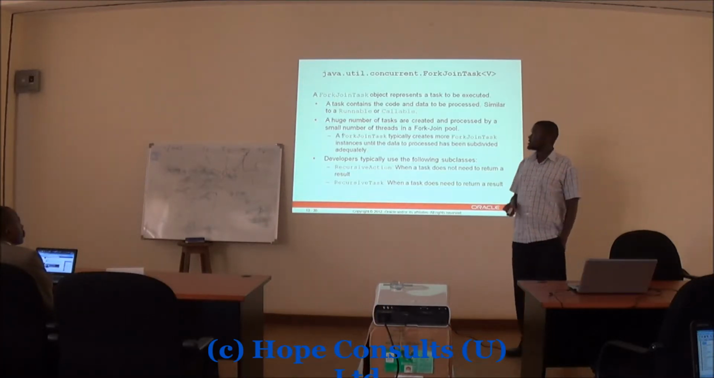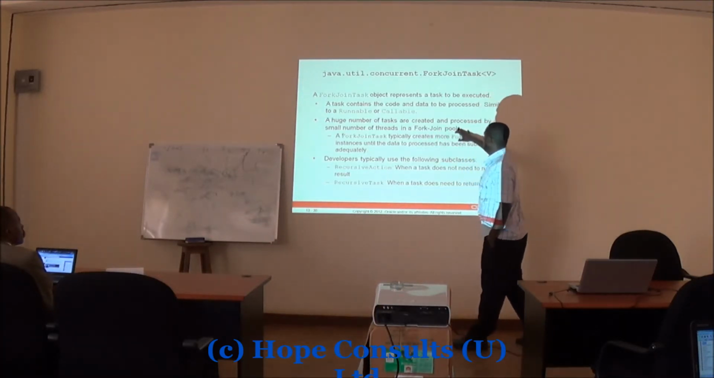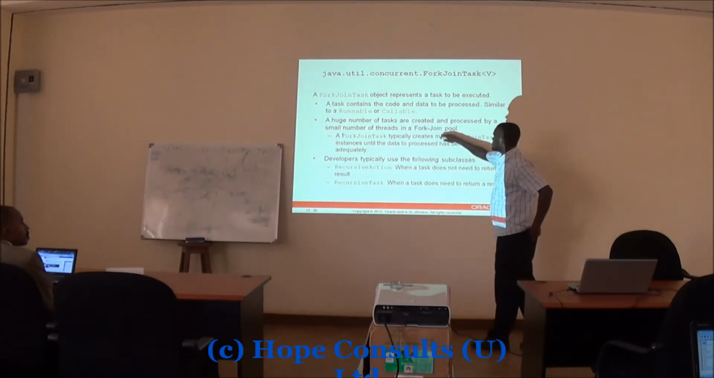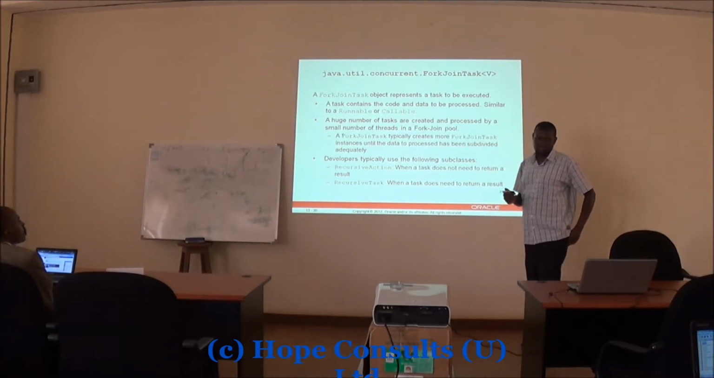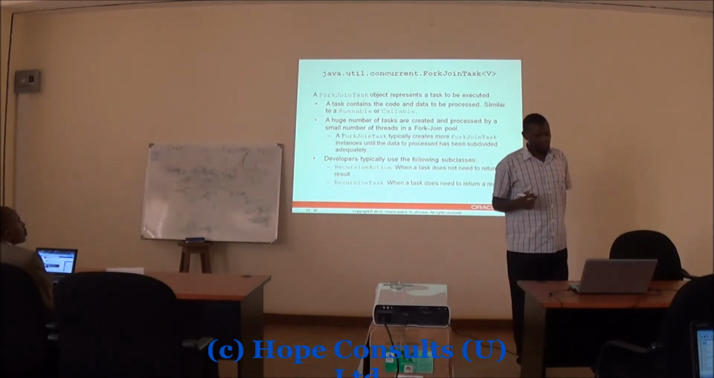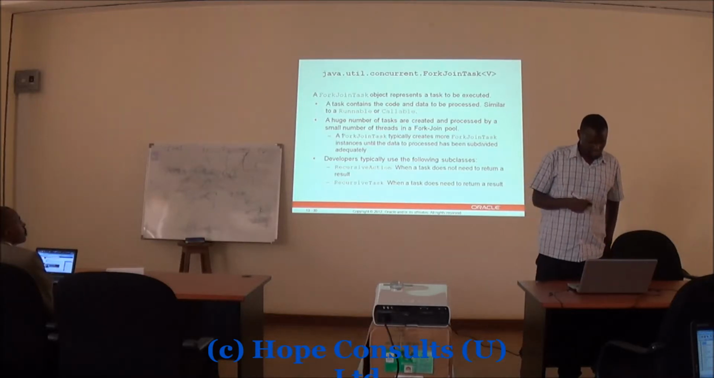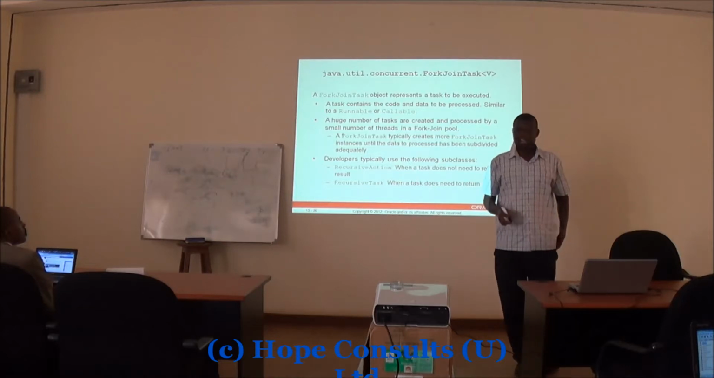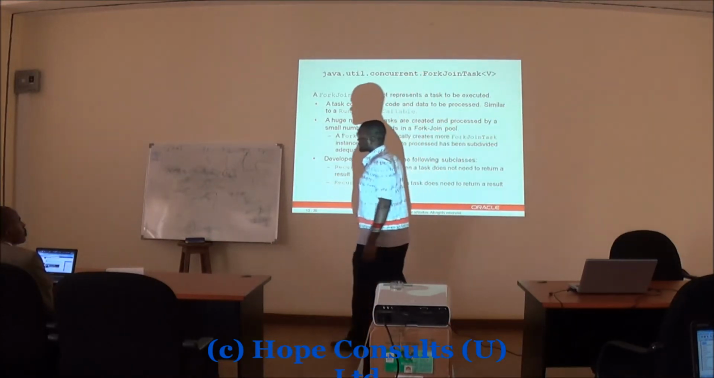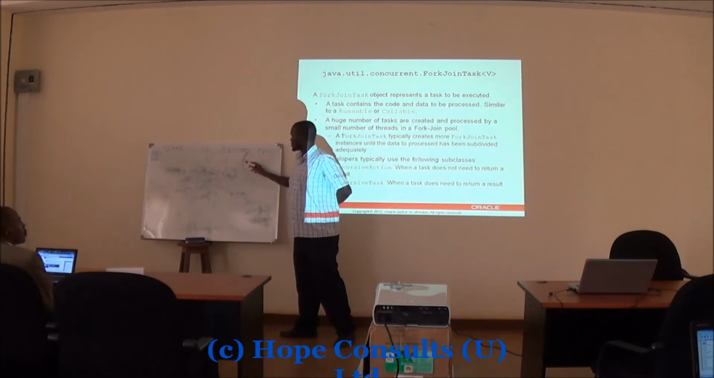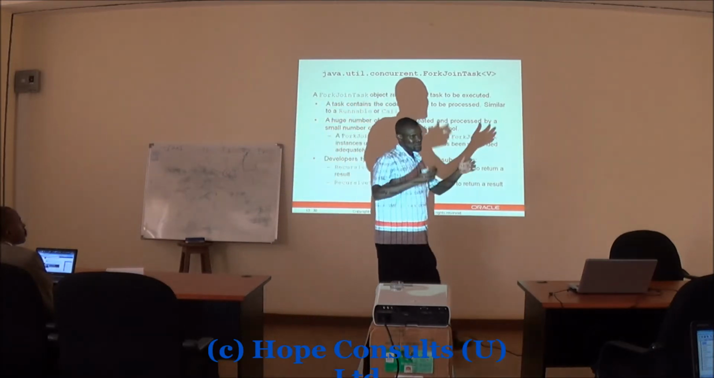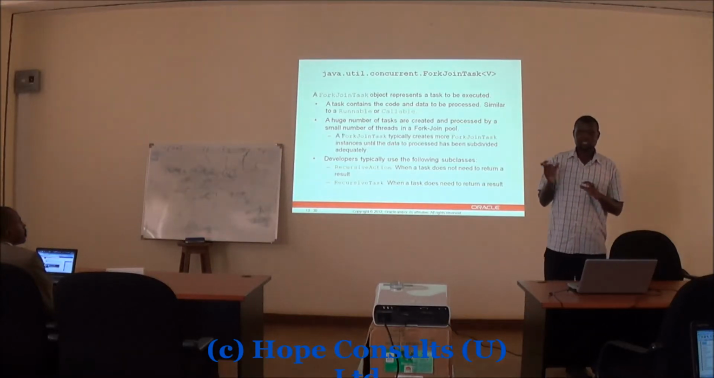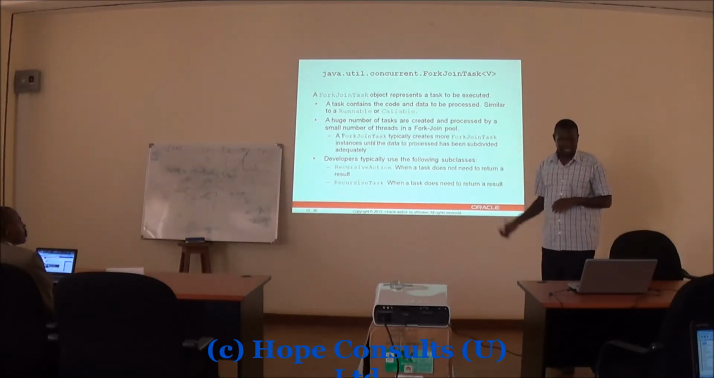And we are saying a huge number of tasks are created and processed by a small number of threads in the fork join pool. So we have a pool of threads in the fork join pool. A fork join task typically gets more fork join instances until the data to be processed gets subdivided. That's why we form another huge array, which will then be subdivided until we get the last number, which is greatest of all.